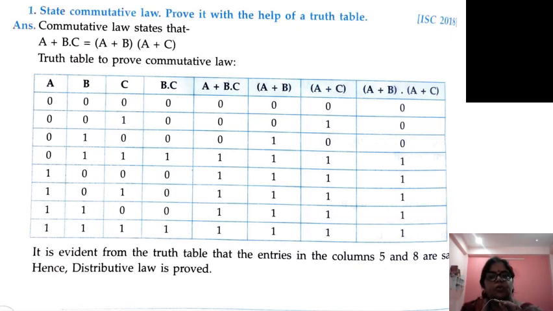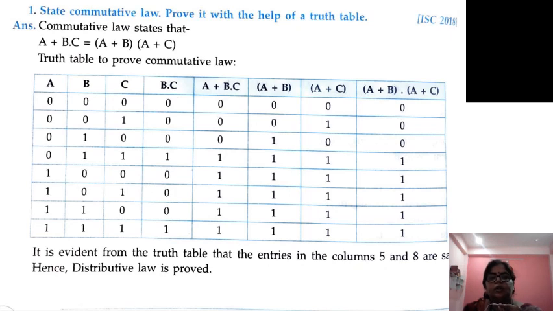Now what are we going to do? We will find a plus b and a plus c separately. For a plus b, the values are 0 0 0 1, and 0 plus 1 will be 1, 0 plus 1 will be 1, and so on. Then for a plus c, we compare: 0 plus 1 will be 1, 0 plus 0 will be 0, and so on.